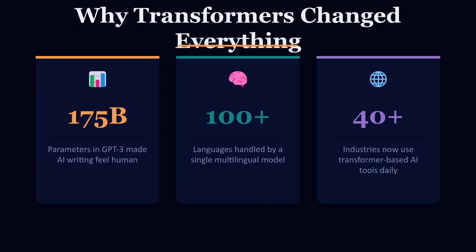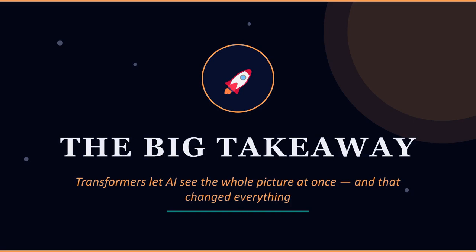So here's the bottom line. Transformers work because they let AI look at everything at once instead of one piece at a time. The self-attention mechanism figures out which parts of the input matter most, and the model learns from billions of examples. That's really it. One elegant idea, scaled up massively, and it gave us the AI tools we use every single day. Not bad for a paper published in 2017.